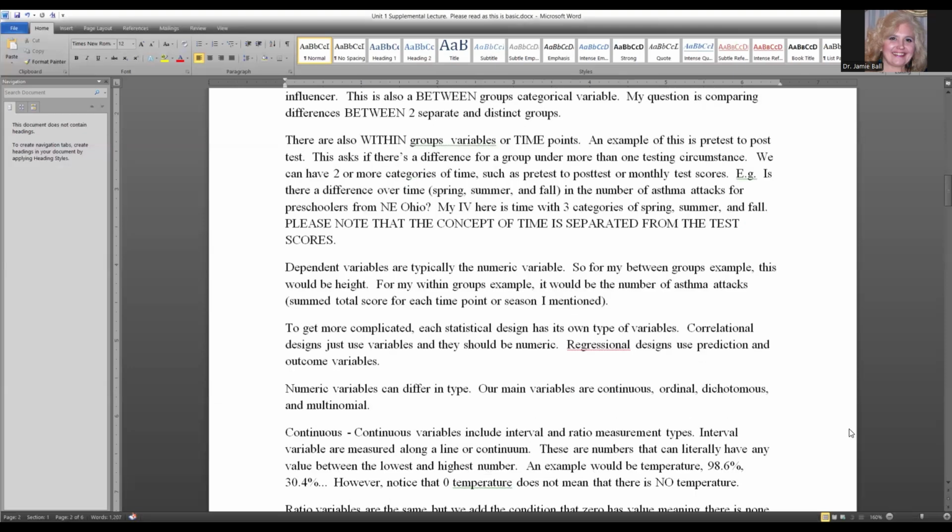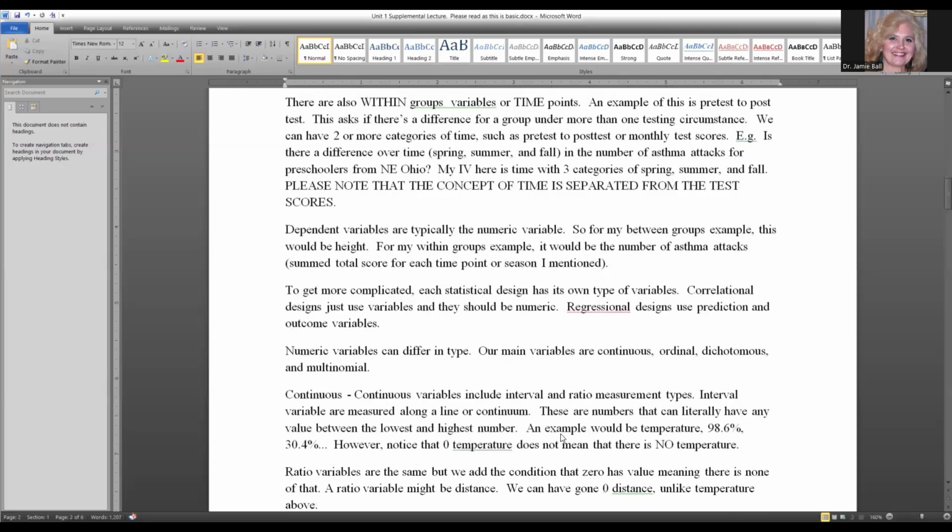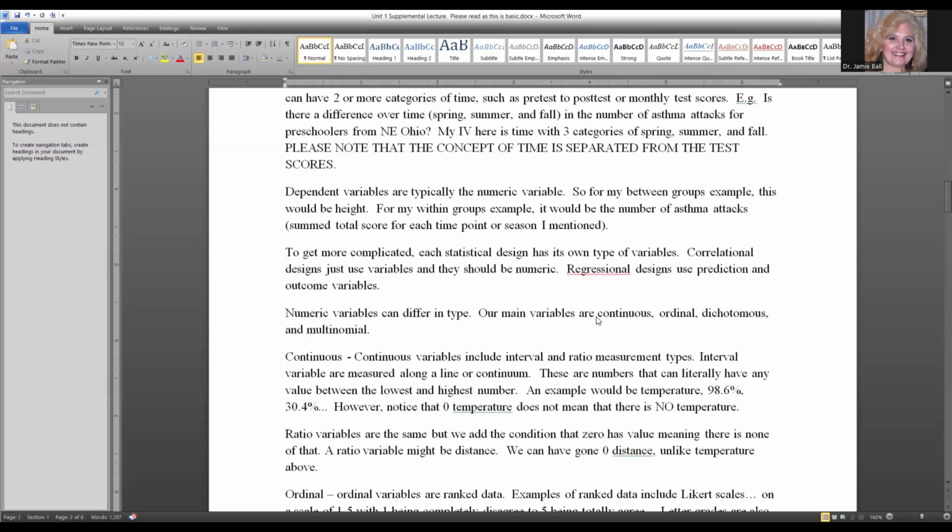Now, to get more complicated, each statistical design has its own types of variables. A correlational design, you know, when I told you, usually uses paired variables that are numeric. We just call them variables. Regression designs are prediction. That's like, does the average hourly temperature predict the number of ice cream cones sold? So we have a prediction variable. You can have more than one of those, and an outcome variable. Easy to remember, right? All right, and numerical variables can differ in types. Our main variables are continuous, ordinal, dichotomous, and multinomial.